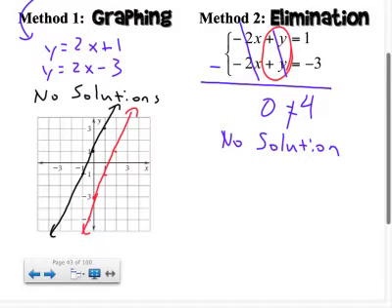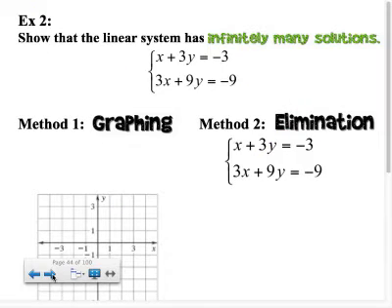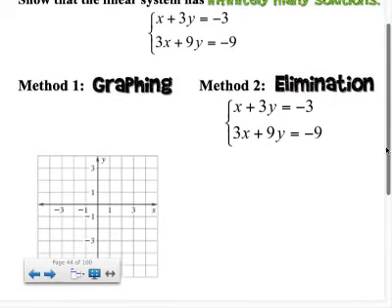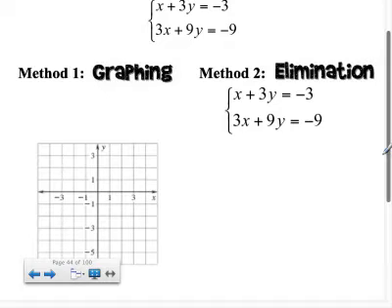So again, if you end up with a false statement, it's no solution. Very similar to what we've been doing pretty much all year long as far as all real numbers versus no solution. So again, example 2, same idea.